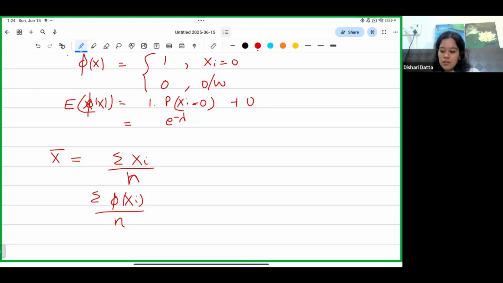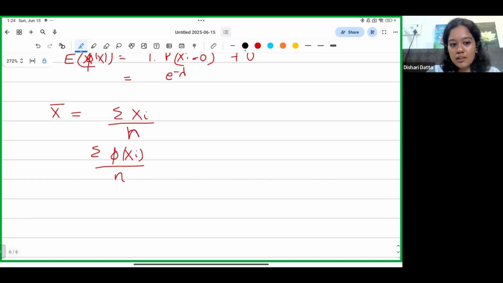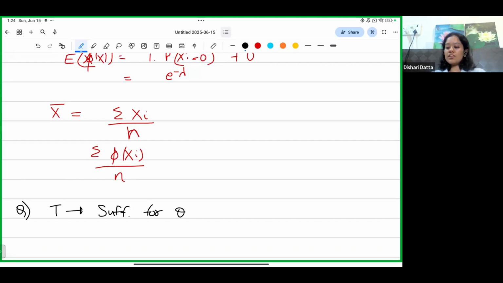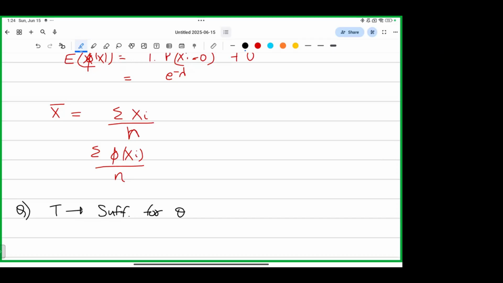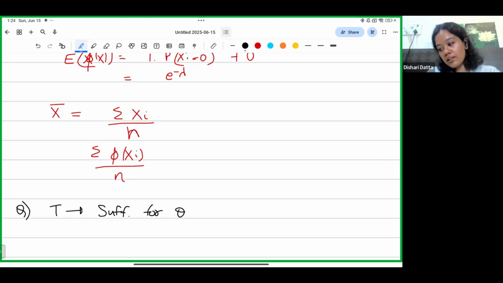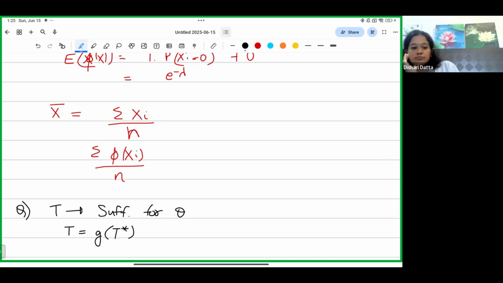I have one last question for you since it's almost 1:30 already. Let's say T is a sufficient statistic for any parameter theta. You said initially that if there is a 1-1 function of T, then it is sufficient, right? Yes. Now I'm telling you that if T is a function of some T star, then would T star be sufficient for theta? Is it a 1-1 function? It can be anything.